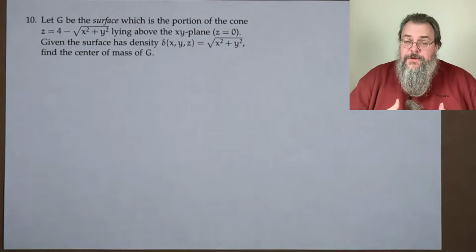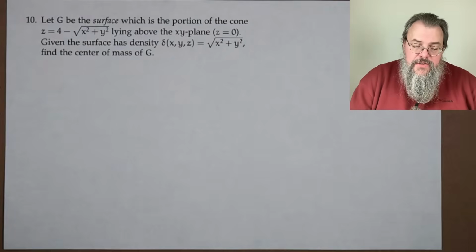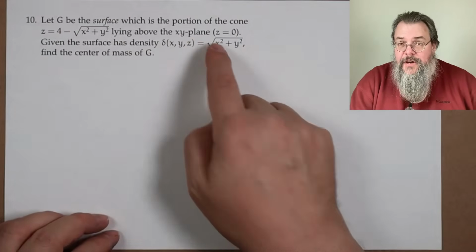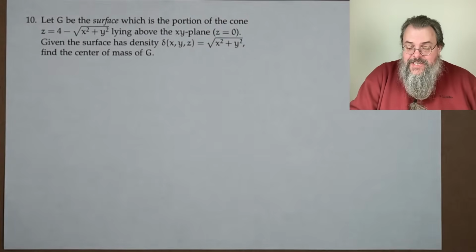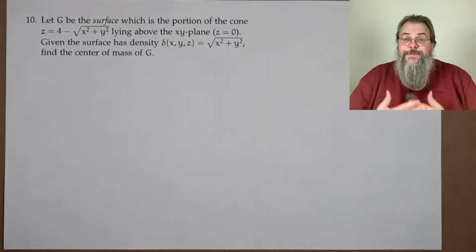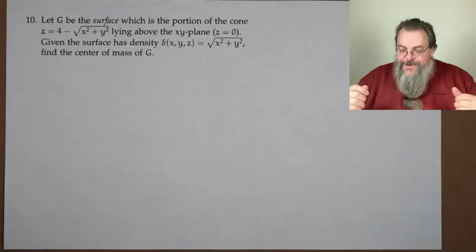Let G be the surface which is the portion of the cone z equals 4 minus the square root of x squared plus y squared lying above the xy plane, also known as z equals 0. Given the surface has a density delta of x, y, z equals the square root of x squared plus y squared, find the center of mass of G. Okay, cool.